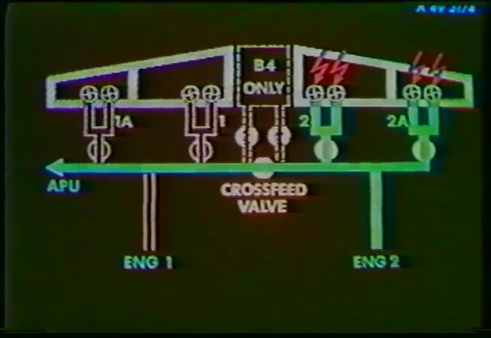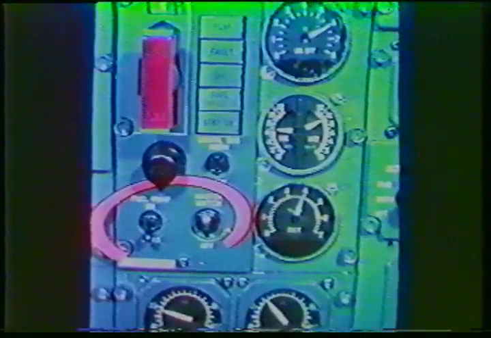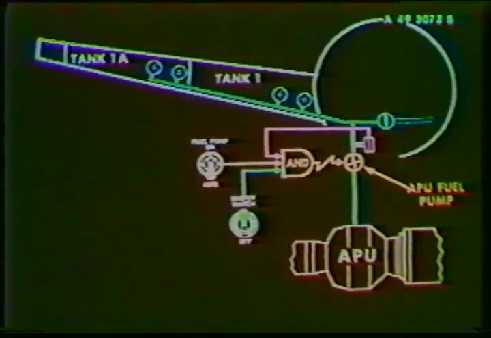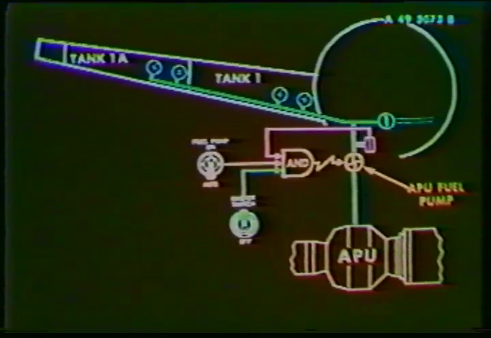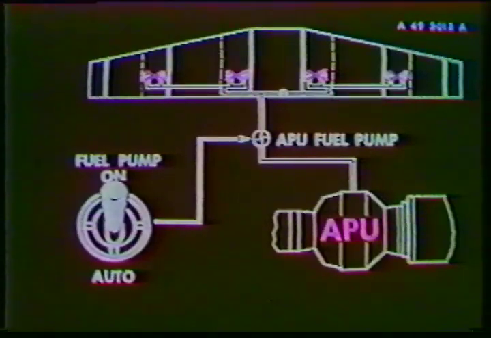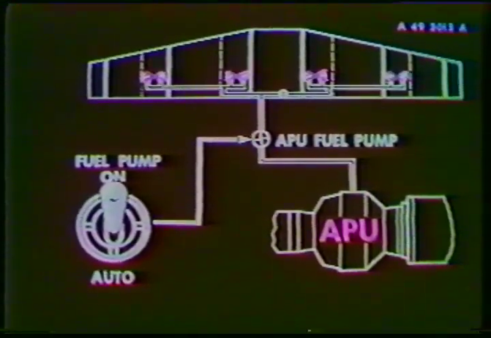A fuel pump switch controls an APU fuel pump which feeds the APU when the tank fuel pumps are not running. When this switch is set at auto, the fuel pump is activated only when the master switch is set to master switch position and a low pressure is detected in the supply line. That is to say, when the tank fuel pumps are not operating. When the switch is set to on, the APU fuel pump is always activated.